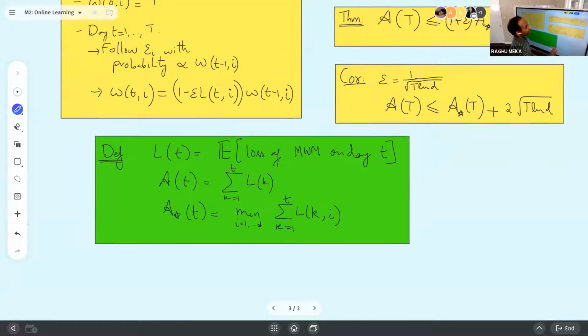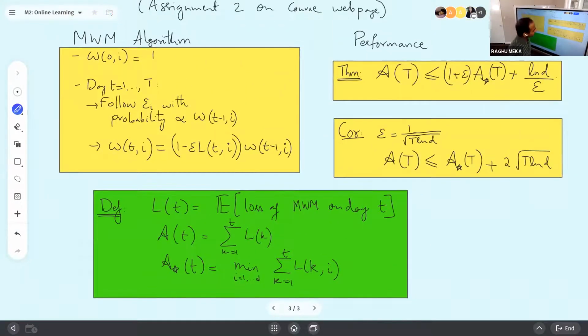What we'll show today is that if we initiate the multiplicative weights method with this epsilon parameter, where you penalize each expert with something like epsilon, then the expected performance of the algorithm is at most a 1 plus epsilon factor of the best expert plus some additive term, log d over epsilon.